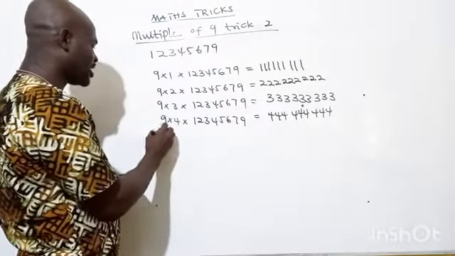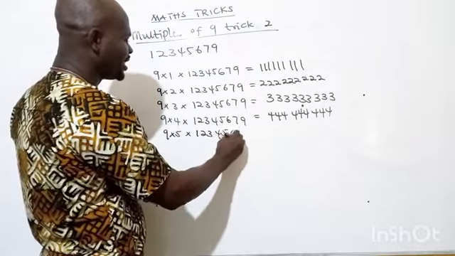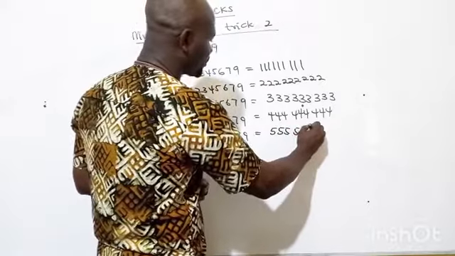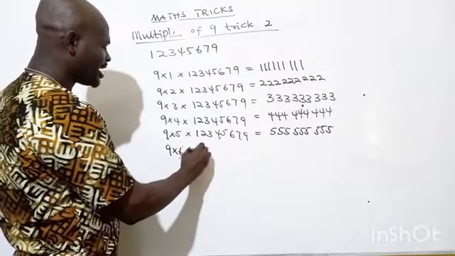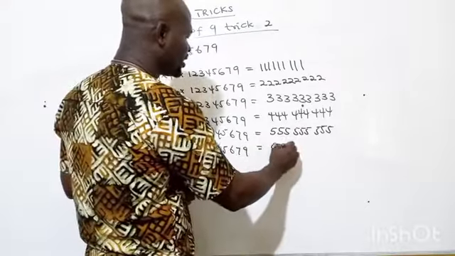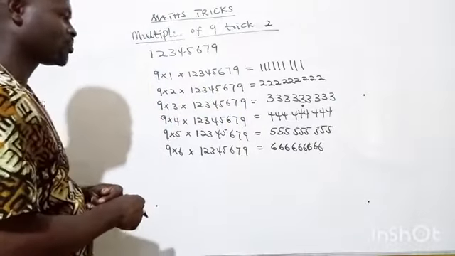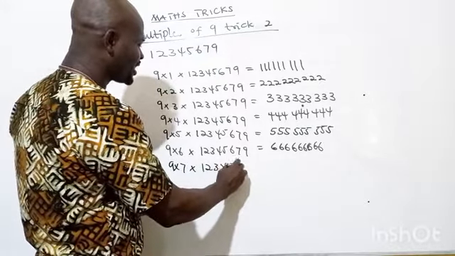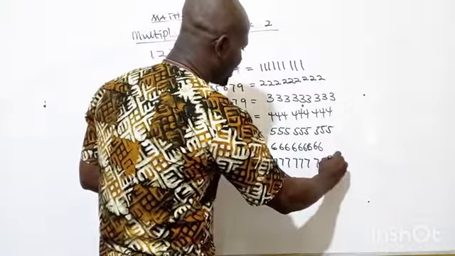You can try it with 5 as well. 9 times 5 times 1, 2, 3, 4, 5, 6, 7, and 9, you'll be getting 5s all through. The same way, 9 times 6 times 1, 2, 3, 4, 5, 6, 7, 9, you'll be getting 6s all through. So 9 times 7 times 1, 2, 3, 4, 5, 6, 7, 9, you will get 7, 7, 7, 7, 7, 7, 7, 7, and 7.